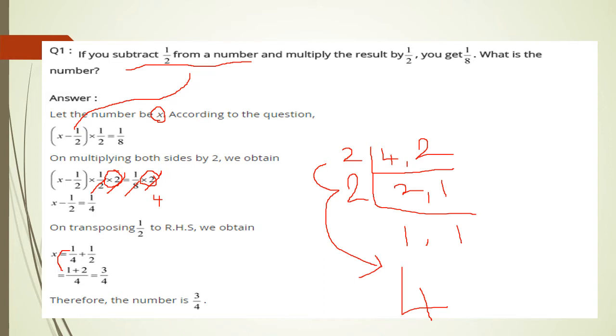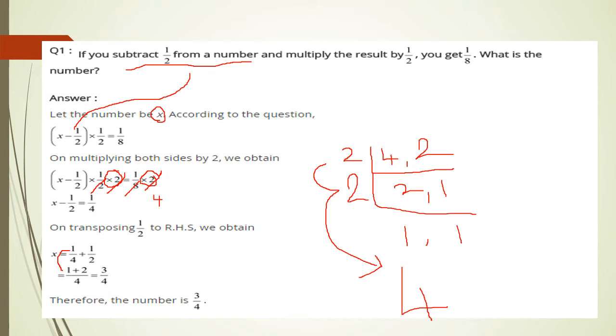Then in the second fraction, children, 1 by 2 is there. In the second fraction, the denominator is 2. We made it as 4. That means we converted the 2 into 4. How to convert the 2 into 4? By multiplying 2 with 2. That means 2 2s are 4. So let us multiply the 1 also with 2. That means the numerator also with 2. If we multiplied the 2 with 2, then multiply the numerator also with 2. So 1 2s are 2. I hope you understood this, children.